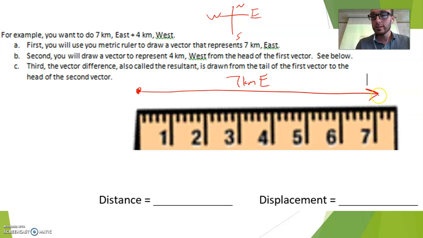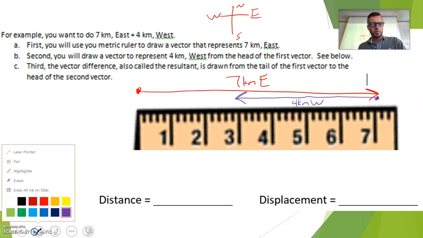But when you draw the head-to-tail method, some people want to go all the way back to the beginning. That's not how you do it. You draw the first vector, you drop a point right there where you left off, and now we're going to go 4 kilometers, 1, 2, 3, 4.